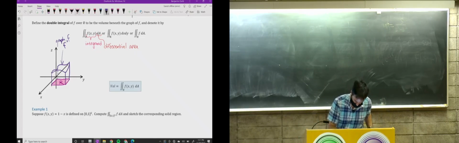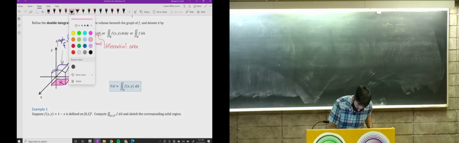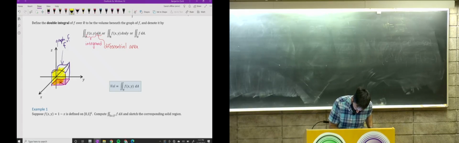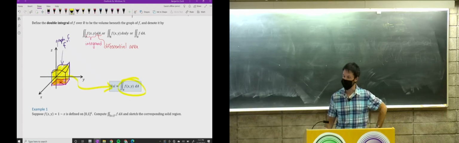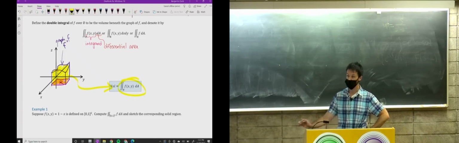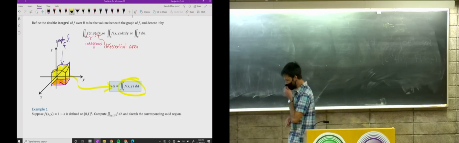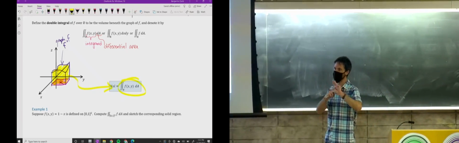Okay? So whatever the volume here is, that's what we mean by the double integral of f. So there's your first definition of a double integral. Like I said, I'm going to show you 3 equivalent ways of describing it. This is the first way.